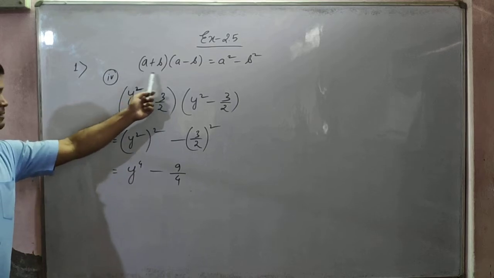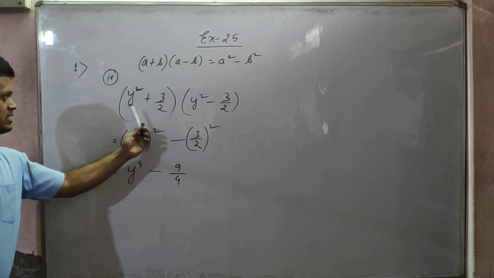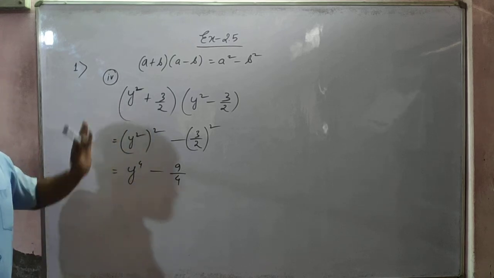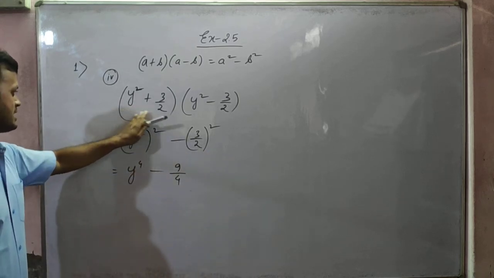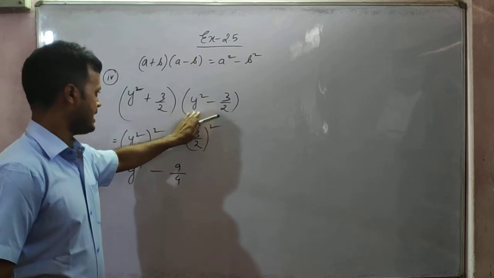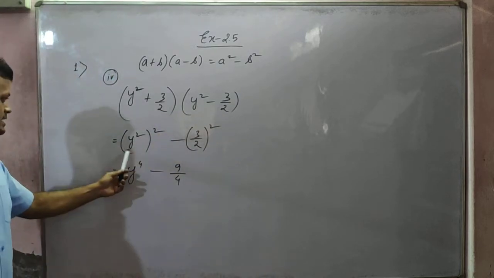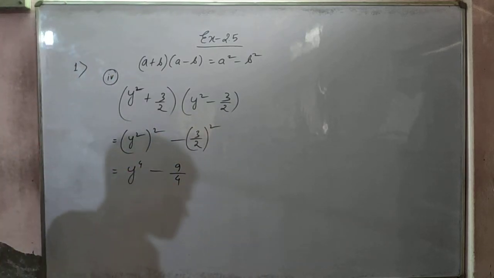Just I use this formula, a plus b into a minus b is equal to a square minus b square. So a plus b, this is a. Complete y square is a here, and 3 by 2 means b. Understood? So a plus b into a minus b will become a square minus b square. Understood?